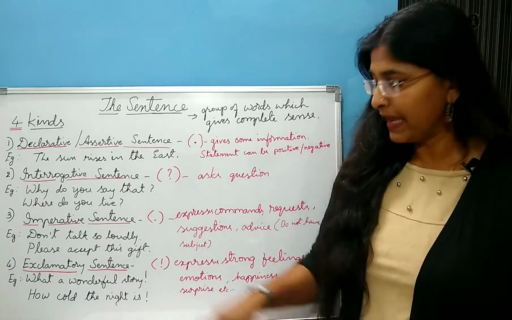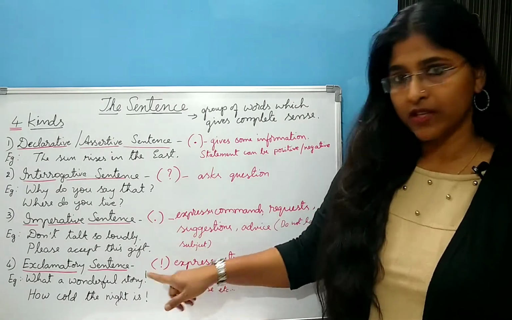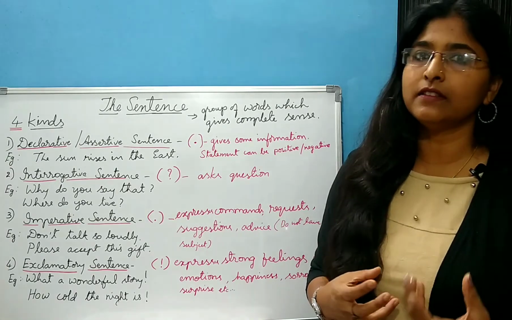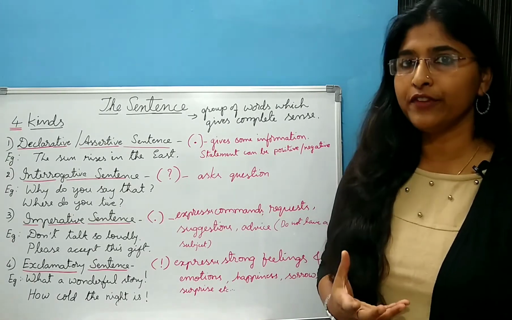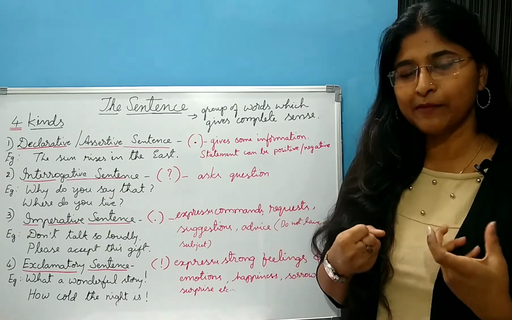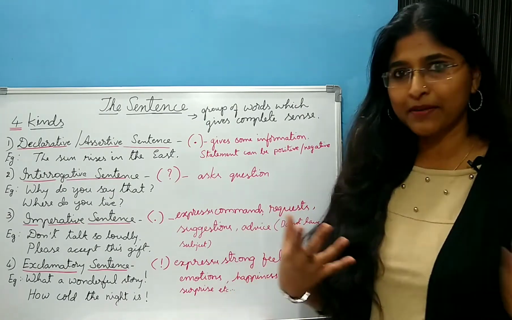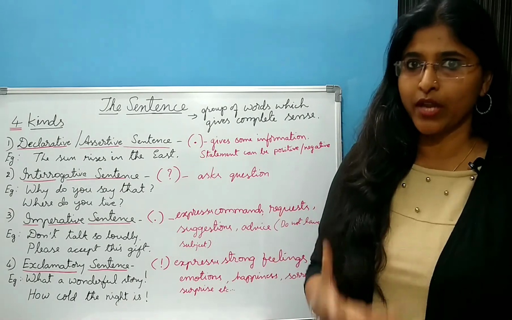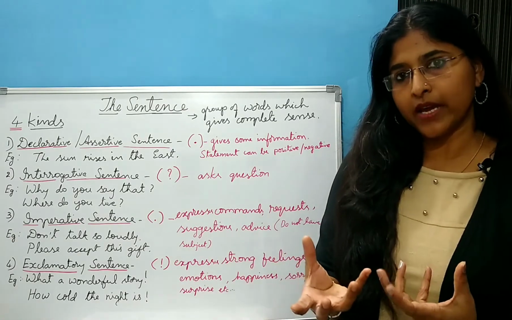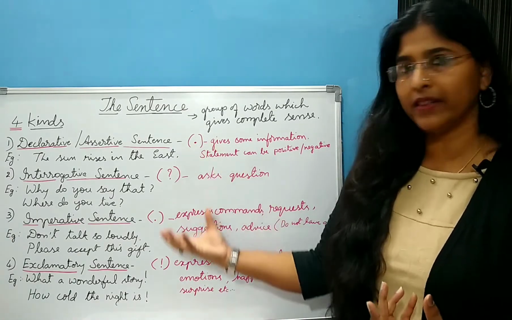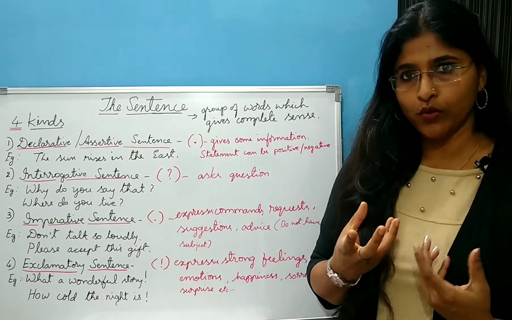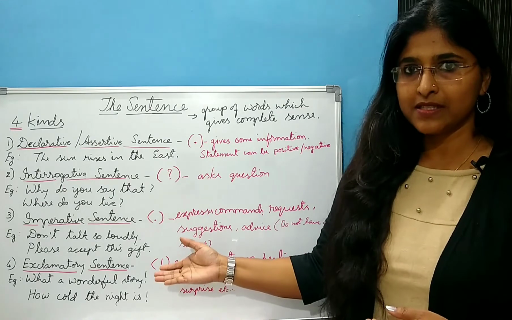The next one is exclamatory sentence, which ends with the exclamation mark, and it expresses sudden emotions, sudden feelings, like when you're happy, sorrow, or it can be anything like angry, surprise, but you express with your emotions, and it gives some expressions. And when you read all these types of sentences, you have to modify your voice according to the kinds of sentence.